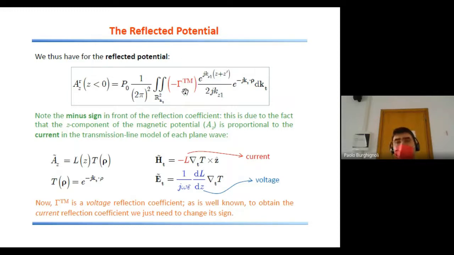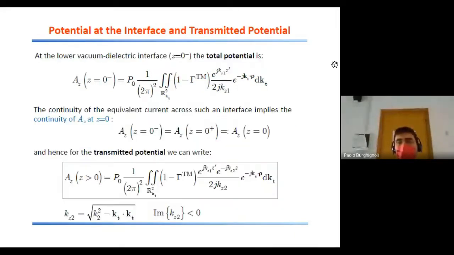And since gamma TM is a voltage reflection coefficient, what we need is to change its sign, because, as you may recall from transmission line theory, the current reflection coefficient is the opposite of the voltage reflection coefficient. Okay. Now, having said that, we have an integral representation for the reflected potential. So now we can calculate the total potential at the interface by summing the incident and the reflected potential.